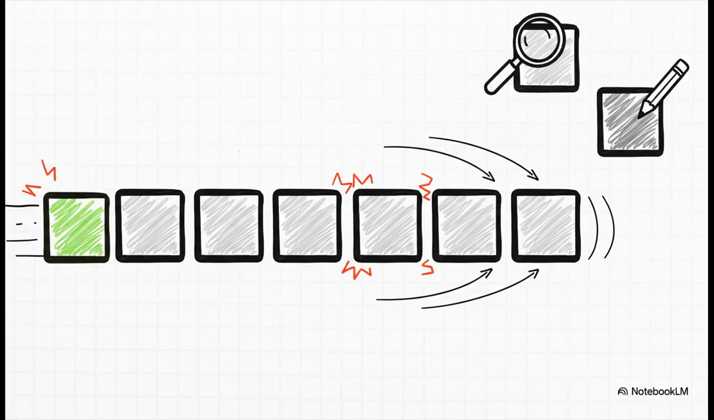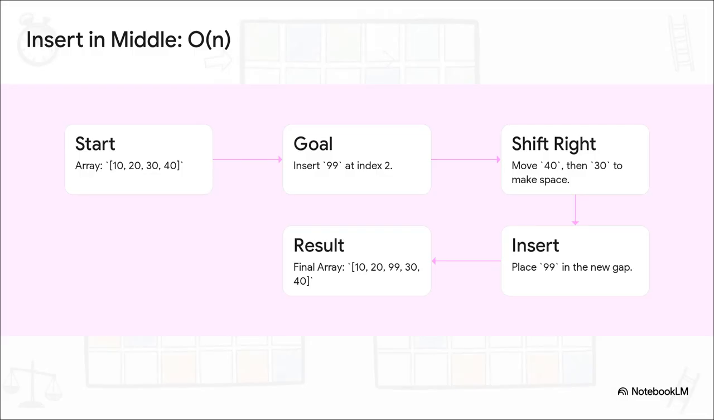The biggest performance problem for an array isn't reading data. It's the shuffling. It's all the work that has to happen whenever you insert or delete something that's not at the very end. Let's watch this in slow motion.